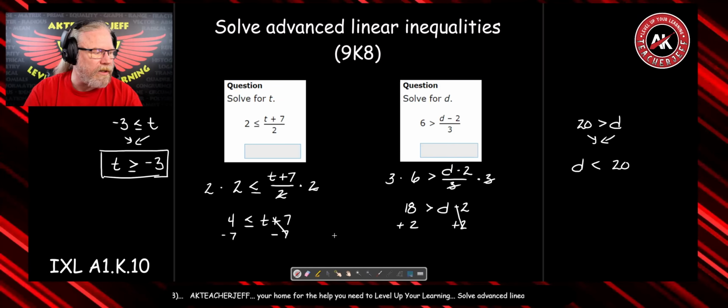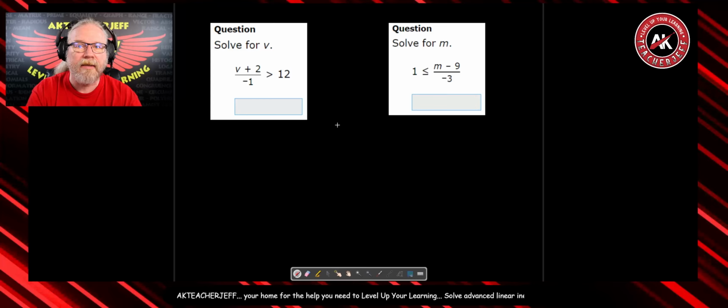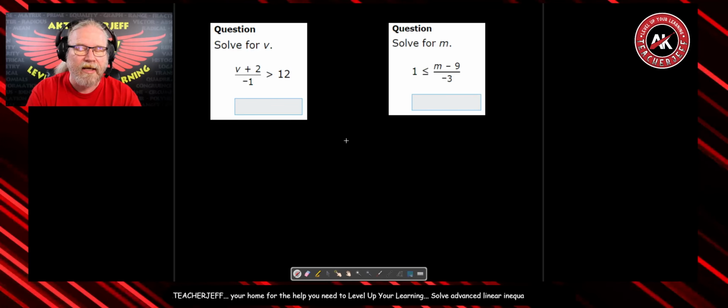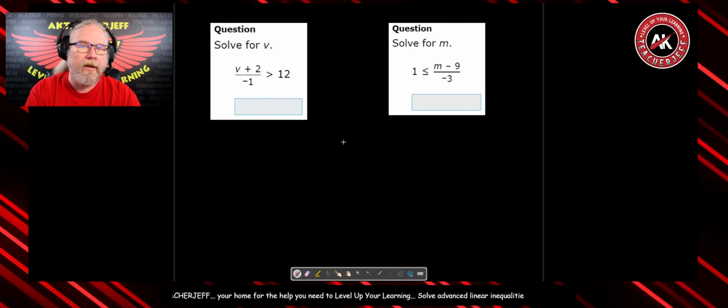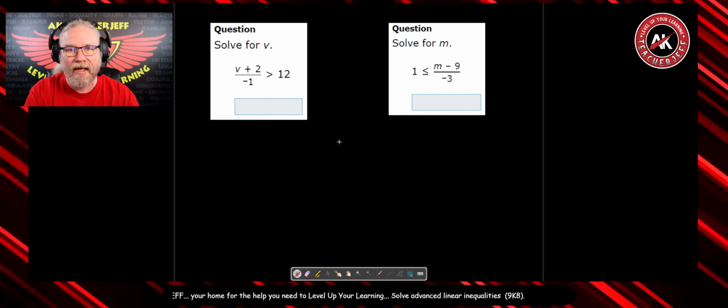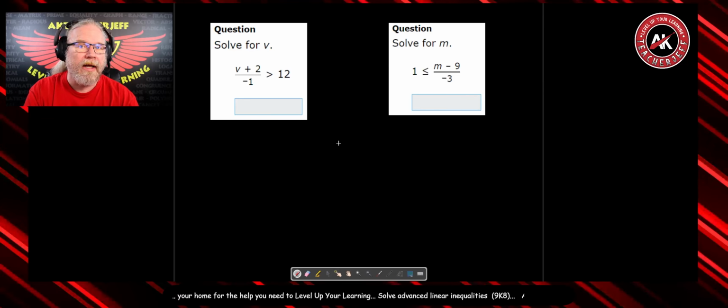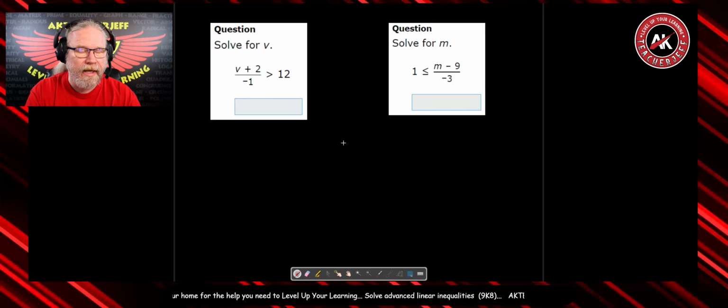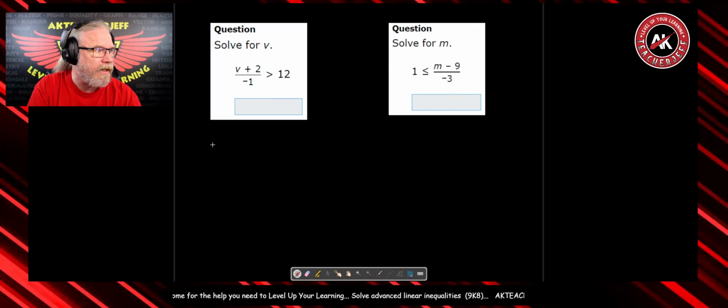Now, in these next two questions that we have, they look very similar to the ones that we just had. They have fractions again, but one thing you probably noticed about them right away is that they do have a negative denominator, meaning that we're going to end up multiplying both sides by a negative number. So let's go ahead and take a look at that example.